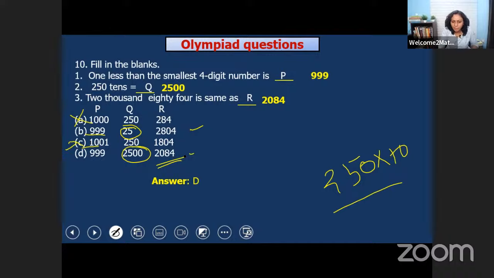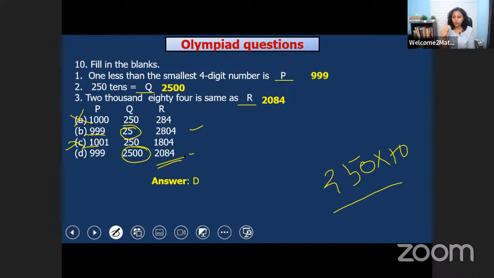Which one, ma'am, I cannot understand. Which one? This one is so easy. First, 1 less than the smallest 4-digit number. You see, 1000 minus 1 is 999. The next is 250 tens. That means 250 into 10, and it's 2500. And then the third is 2084. 2084 means 2084. And this is the answer. It's so easy. It's option D. Got it?